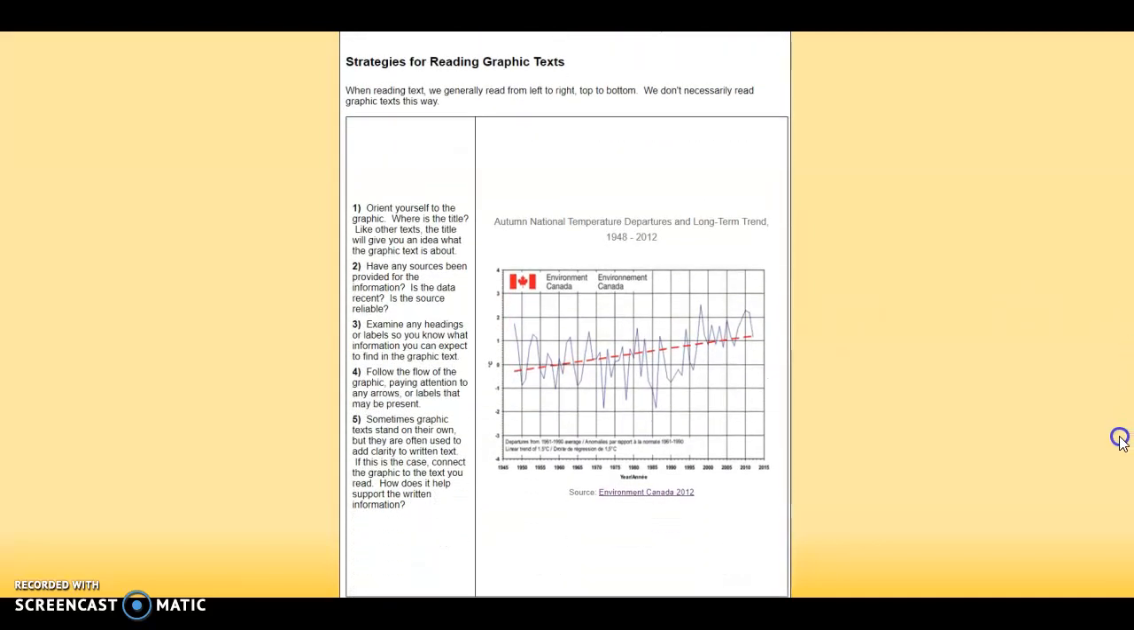All right, strategies for reading graphic texts. And so what you'll see here is an example of a graphic text from Environment Canada, and it'll be used to try to explain 5 different techniques or tips, in some cases questions that you can ask yourself when you're looking at a graphic text to make sure that you're fully understanding it. So this is just a helpful guide on how you can read a graphic text once you've found it.